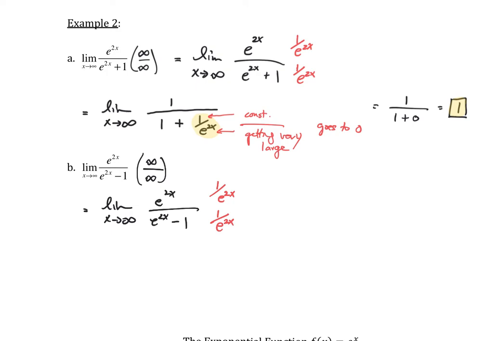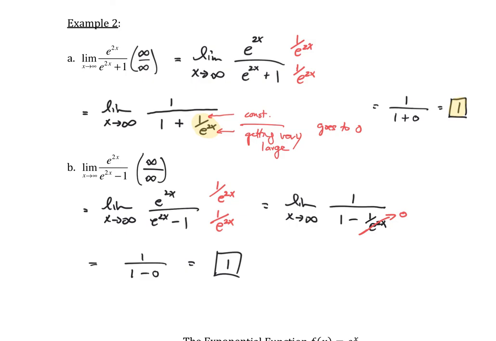So the highest term in the denominator is e to the 2x. And when I do that, I am going to get the limit as x goes to infinity. The numerator is 1. The denominator is going to be 1 minus 1 over e to the 2x, like this. As we saw earlier, that 1 over e to the 2x part is going to go to 0. So yet again, I am left with 1 over 1 minus 0, which is 1. So the answer for both example 2a and example 2b is 1.